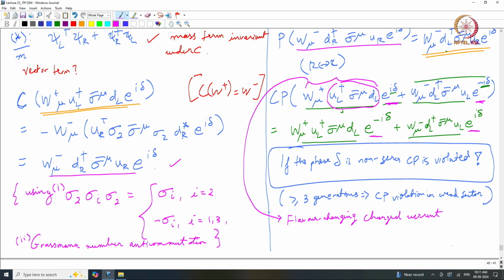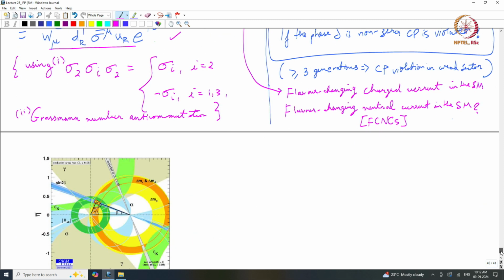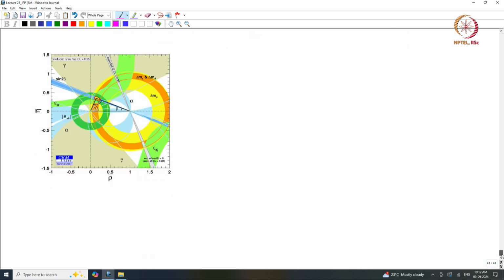If that is the case, shouldn't there also be a flavor changing neutral current in the standard model? Most of the time these are called FCNCs, flavor changing neutral currents. What about those Lagrangians basically? And I am going to show that you actually do not have flavor changing neutral currents at the tree level at least. For now, ignore this image, we will come back to this in the next lecture.